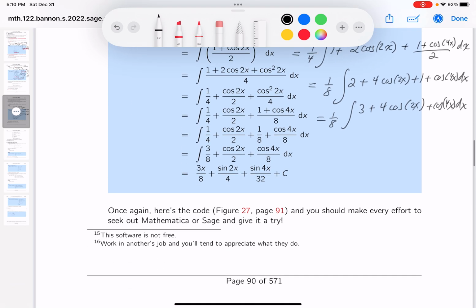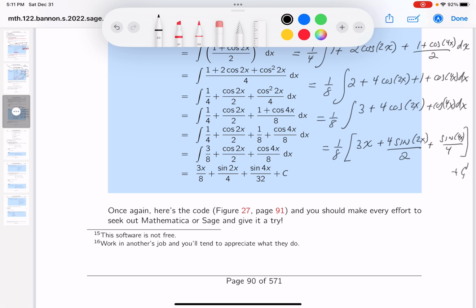Relatively simple integration problem. We'll check the key later, by the way. 1/8. You're going to get 3x plus 4 sine 2x over 2 plus sine 4x over 4, and then a plus c.